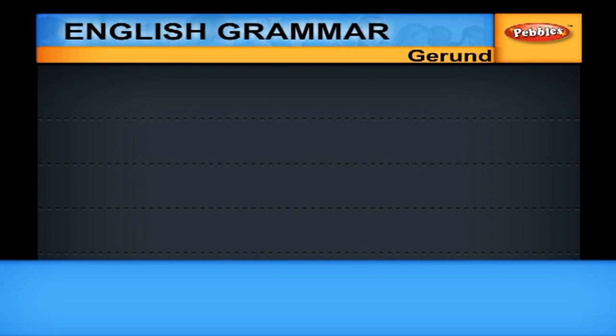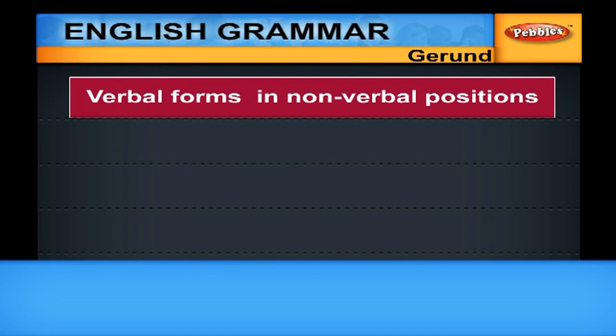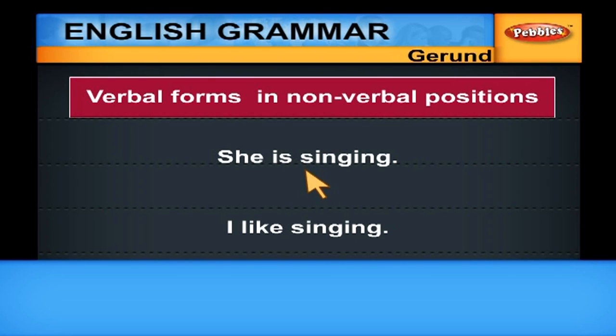Before concluding this session on English verb, you have to know that the verbal forms can occur in non-verbal positions. You should not confuse them with verbal forms. This happens with the two non-finite verbs. They are to infinitive and present participle. Let us see in the following examples. She is singing. I like singing. In the first sentence, she is singing, the verb singing is the present participle. It is a part of the verbal phrase and it helps in the formation of the continuous aspect.